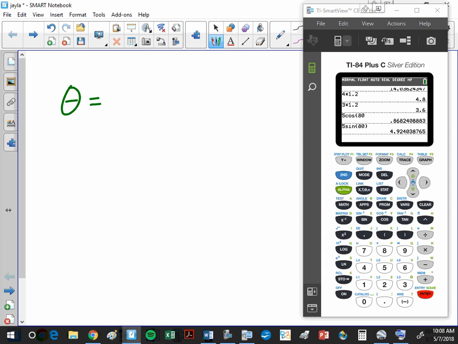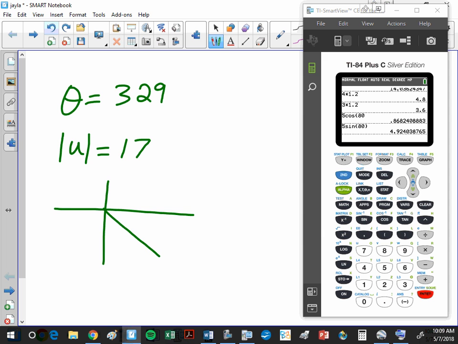Theta equals 2. Well, let's not do 2. Theta is 329, and the magnitude of u is 17. What is the vector? Well, I'm in quadrant 4, and this angle is 329, so my reference angle has got to be 31.